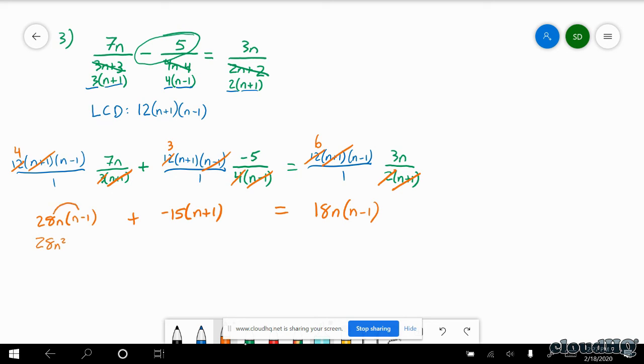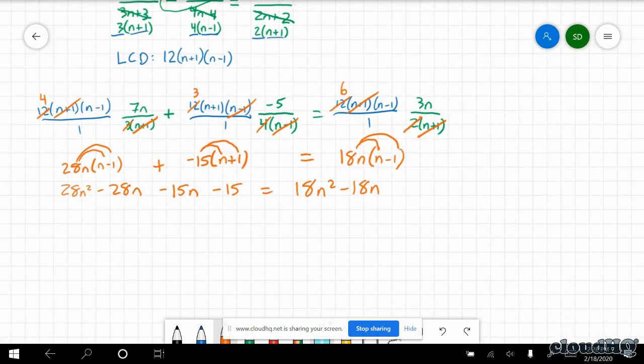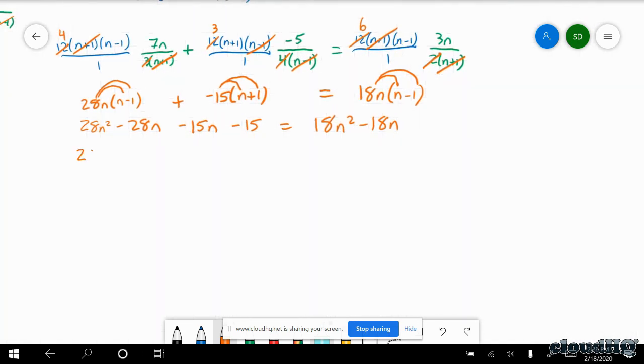28n squared minus 28n. Here I'll distribute the negative 15, so I get minus 15n. I went ahead and left out the plus since I knew it was going to be subtraction. And then negative 15 times 1 is minus 15. Equals, distribute your 18n. 18n squared minus 18n. From there, I can clean up especially that left side of the equation.